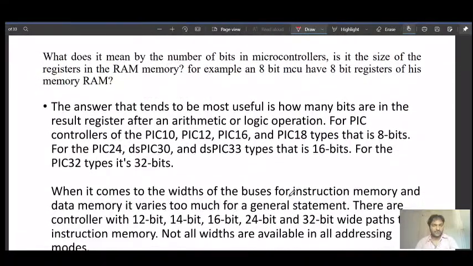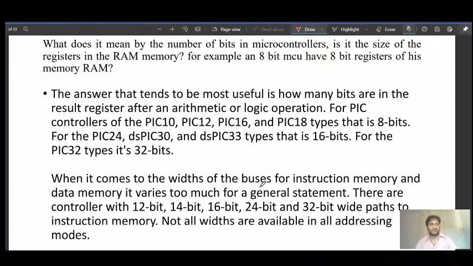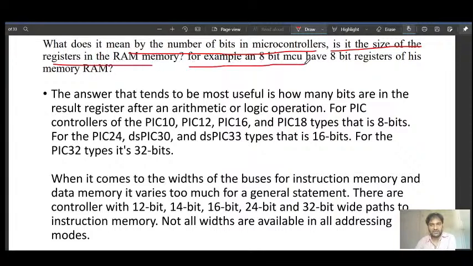Now a bit more information about what it means by the number of bits in microcontrollers. Is it the size of the register in the RAM memory, for example an 8-bit MCU having 8-bit registers of this RAM? For this, the most useful answer tends to be how many bits are in the result register after an arithmetic or logic operation.